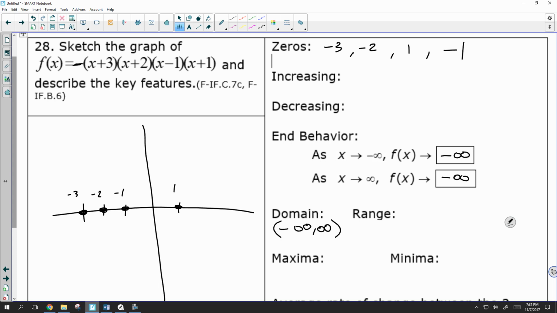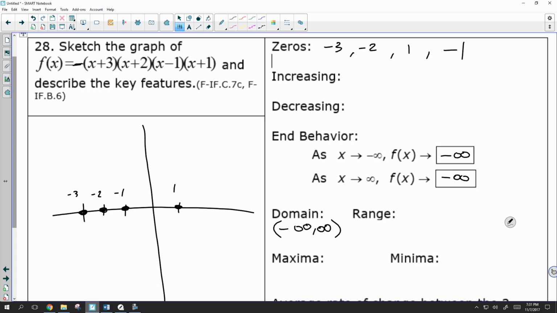As far as the other stuff, we could go to the graphing calculator for that. So I'm just going to type in exactly what I see. Negative parentheses x plus 3. And a second parentheses with x plus 2. Third parentheses with x minus 1. Fourth parentheses with x plus 1. So let's see what we got here.